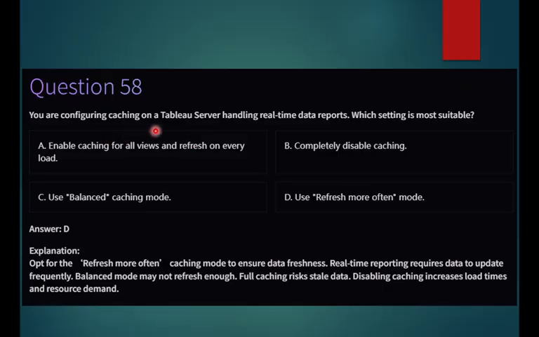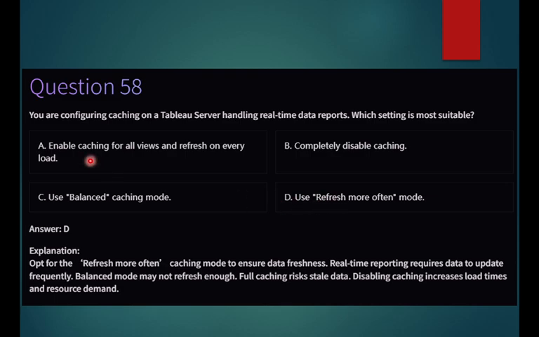You are configuring caching on a Tableau server handling real-time data reports. Which setting is most suitable? So option D is correct. Use refresh more often mode. This caching mode, refresh more often, is to ensure data freshness. It will cache the data more often, so you can have the latest data in your data source.